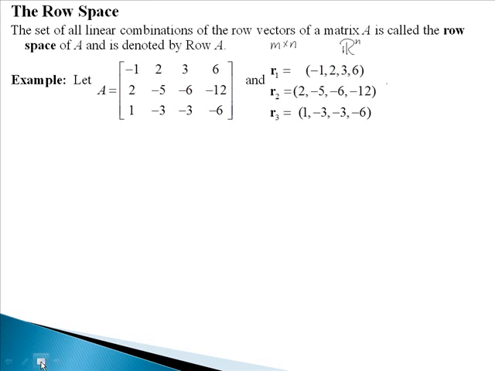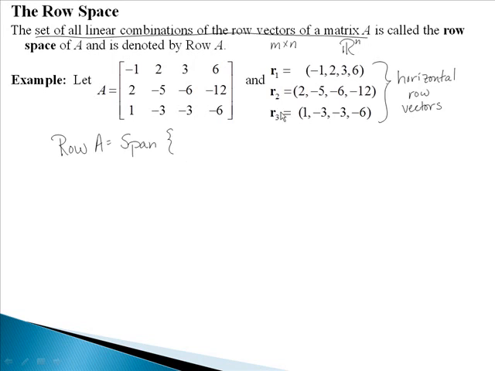So let's look at an example. We've got a matrix A given here, and we've got these vectors R1, R2, and R3, which are horizontal row vectors. So when we're talking about the row space of A, remember, it is the set of all linear combinations of the row vectors of our matrix A. And that is equal to the span of our three row vectors, R1, R2, and R3. In this case, this is a subspace of R4, since our vectors are in R4 space.